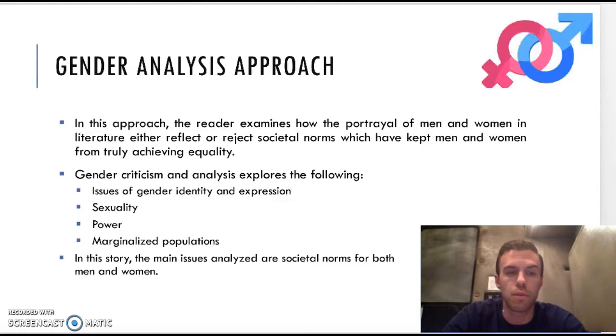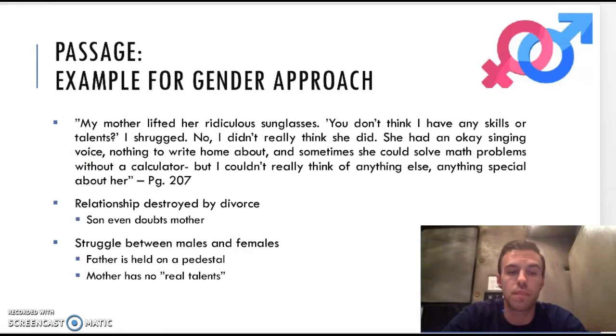In this passage from page 207, you can see the implications of gender and societal norms for gender in the story. The main relationship between the mother and the father is destroyed by divorce. The relationship now is the result of the conflict that arises from the divorce, which leads to even further conflict being brought to the mother and the son's relationship. The son now even doubts his mother, leaning on every word that the father says.